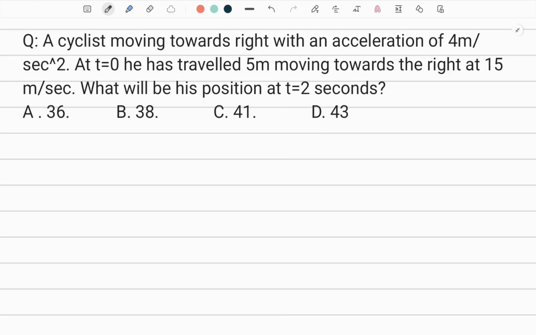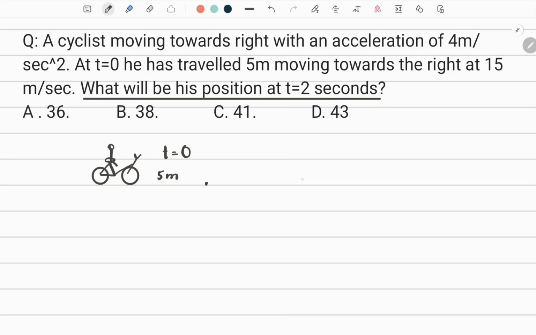For a better understanding, I'm gonna draw it for you guys. So here we have a cyclist who is, according to the question, moving towards right. The question also tells that at time t is equal to 0 seconds, the cyclist has covered 5 meter distance, and the question says that what will be his position at 2 seconds. So they are asking for his position after 2 seconds.